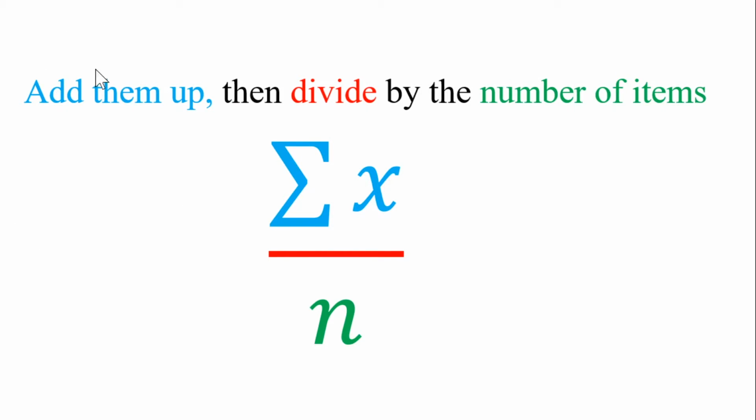All right, let's take that first part. You're going to add up your numbers. Well, we have a symbol, sigma, that means sum. And your data set is X. So we're going to add up all the data in data set X. So add them up, sigma X. Then we're going to divide by the number of items that we have, or n. We'll symbolize that with n. So we come up with this formula that's sigma x over n.